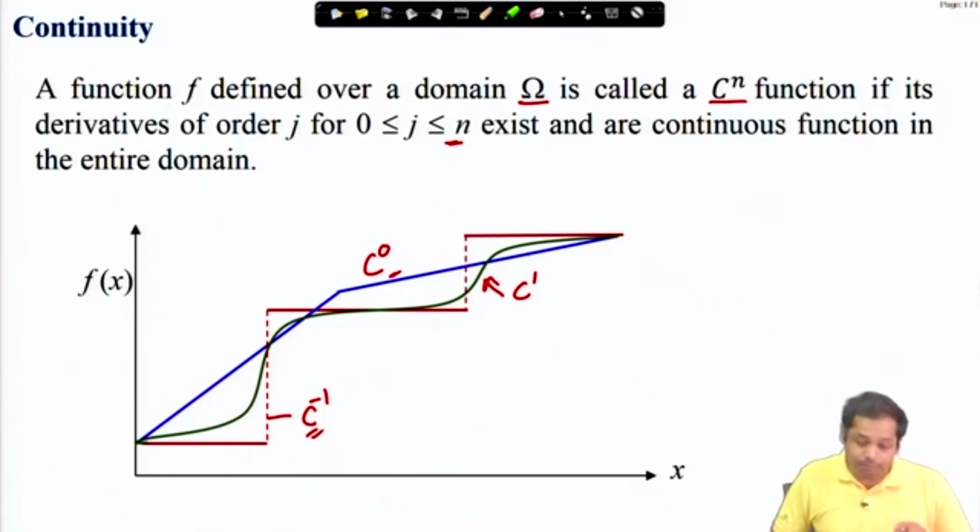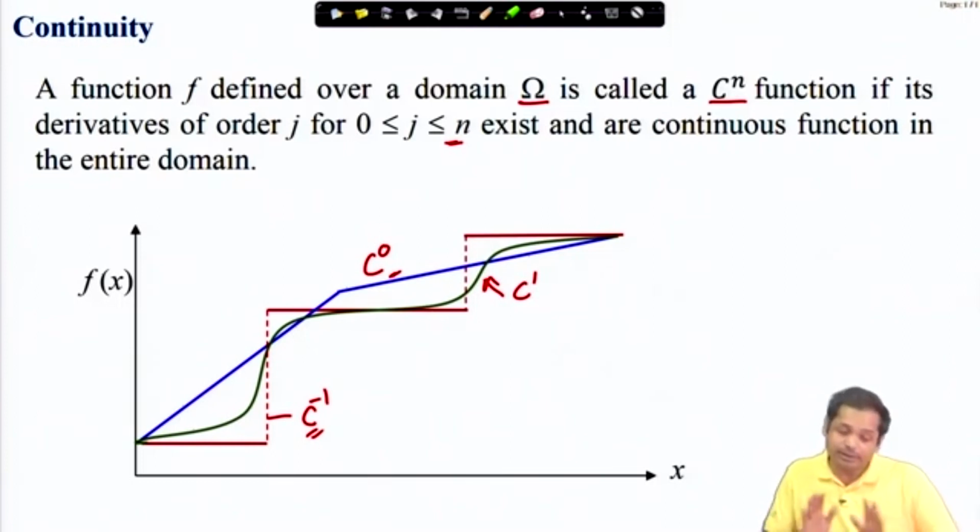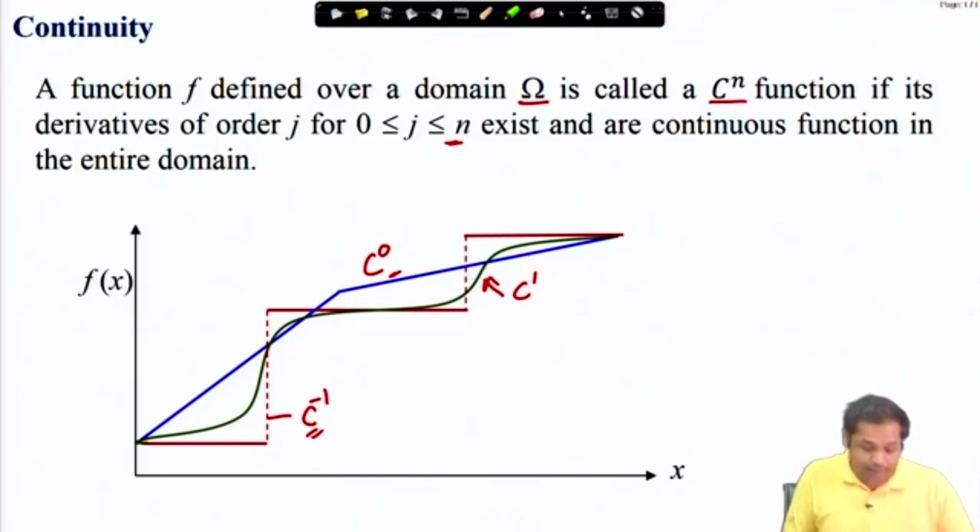One important note: whether it is C minus 1, C0 or C1, all these functions are integrable functions. If we integrate them, then the integration over a domain is finite. That is important.